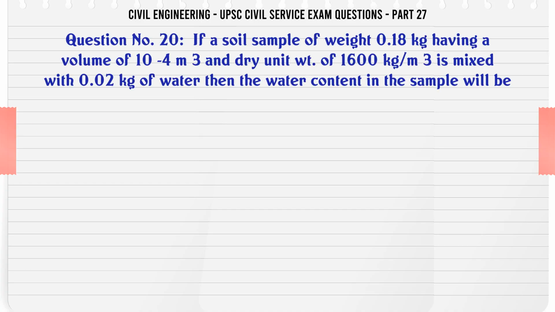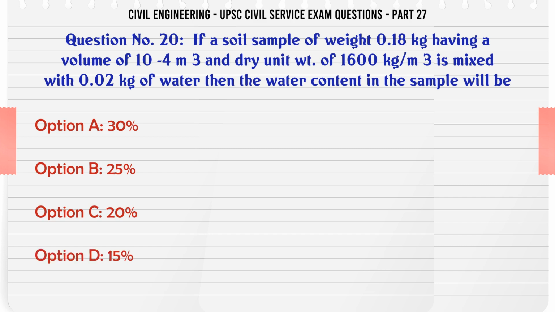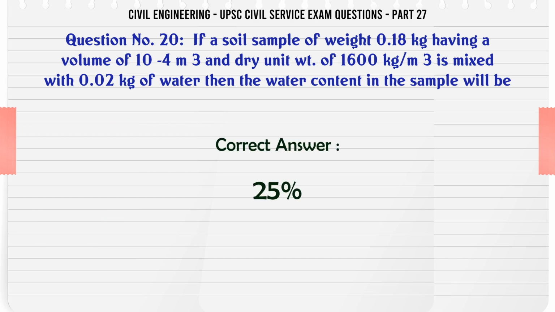If a soil sample of weight 0.18 kg having a volume of 10⁻⁴ m³ and dry unit weight of 1,600 kg/m³ is mixed with 0.02 kg of water, then the water content in the sample will be A. 30, B. 25, C. 20, D. 15. The correct answer is 25.